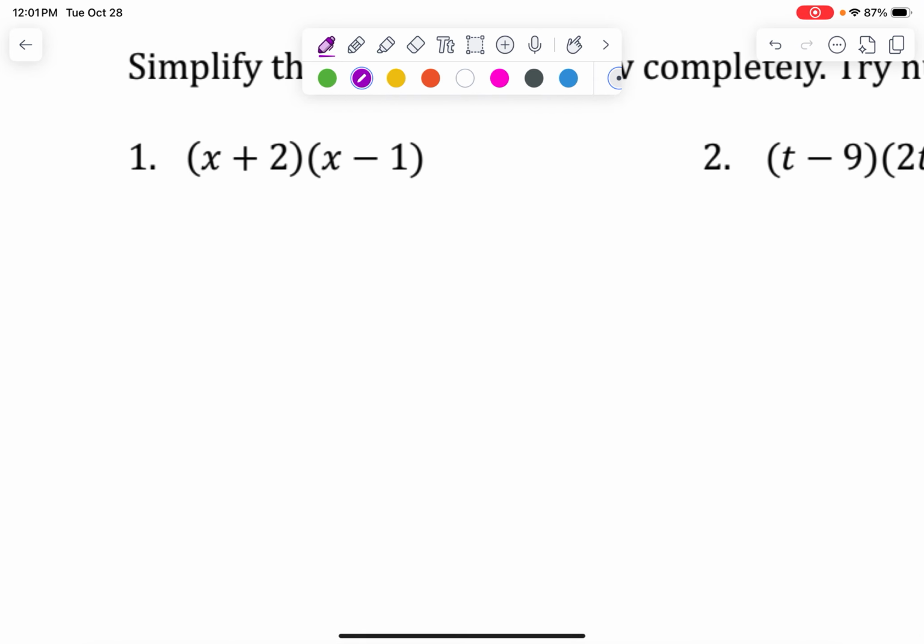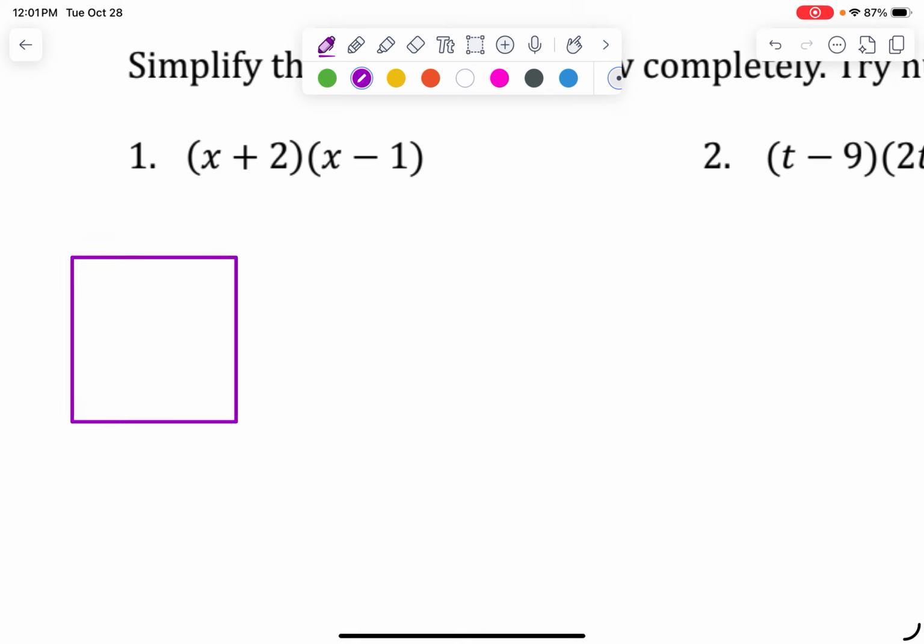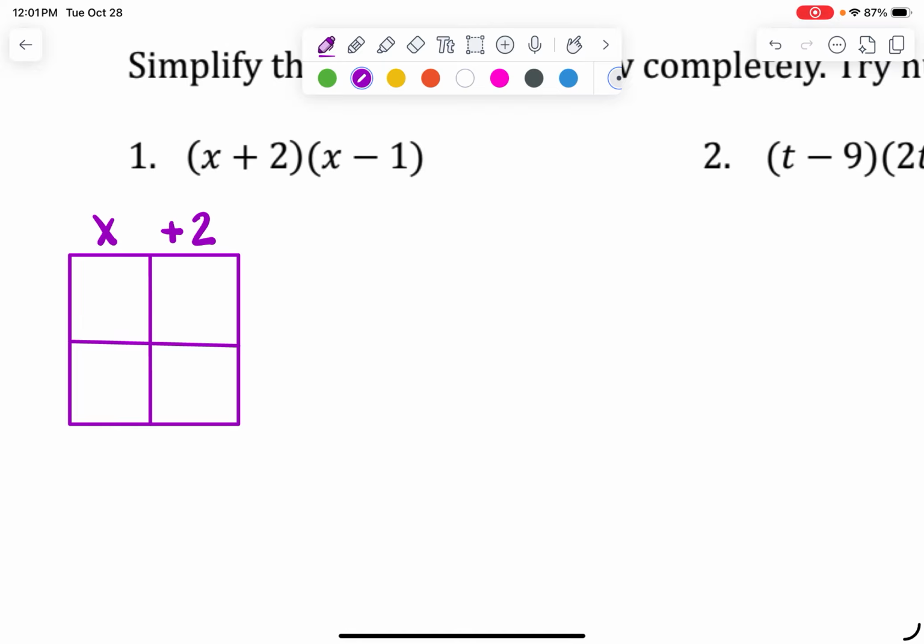x plus 2 times x minus 1. I'm going to do the box method for these first 3, because why not? So I'm going to do x plus 2, split those terms up, and then x minus 1. And again, if you want to put the x plus 2 down the left side and the x minus 1 on the top, it doesn't matter, right? All right, here we go.